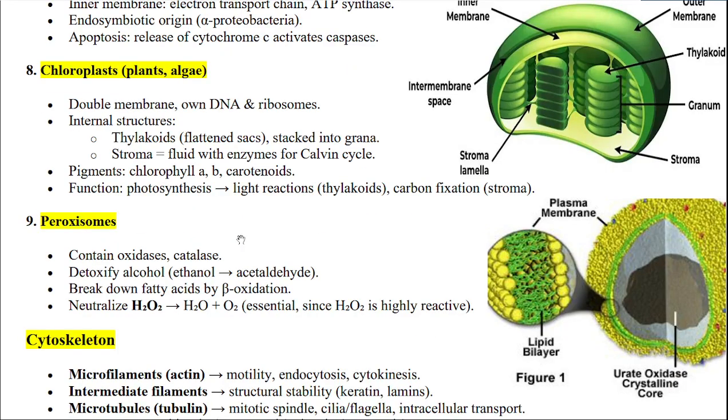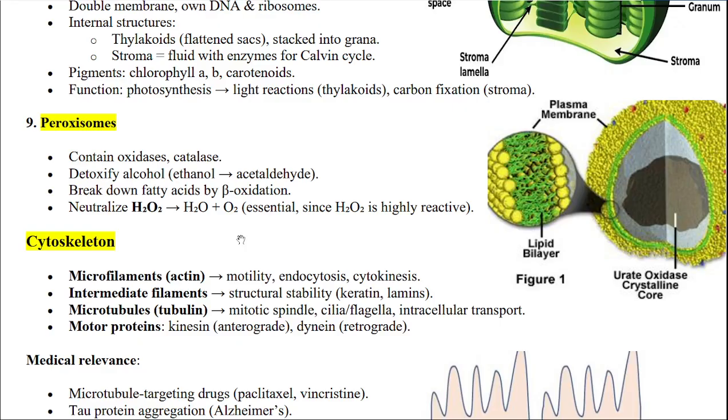The cytoskeleton is so much more than just passive scaffolding. It's incredibly dynamic. It provides shape, yes, but it's also involved in movement, both the cell moving itself and moving things within the cell. It's made up of three main types of protein filaments. Okay, let's start with the smallest ones, microfilaments. These are thin, solid rods made primarily of the protein actin.